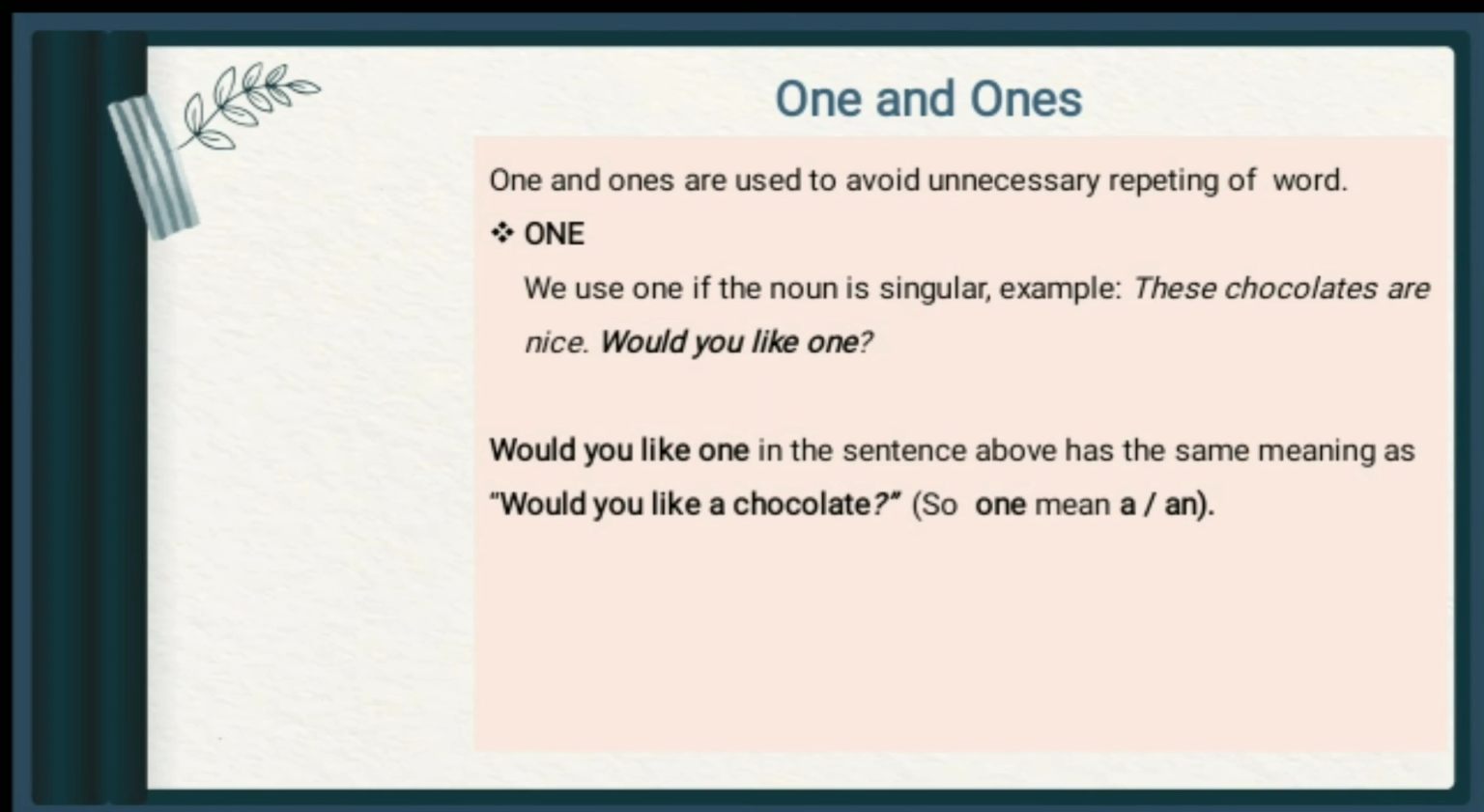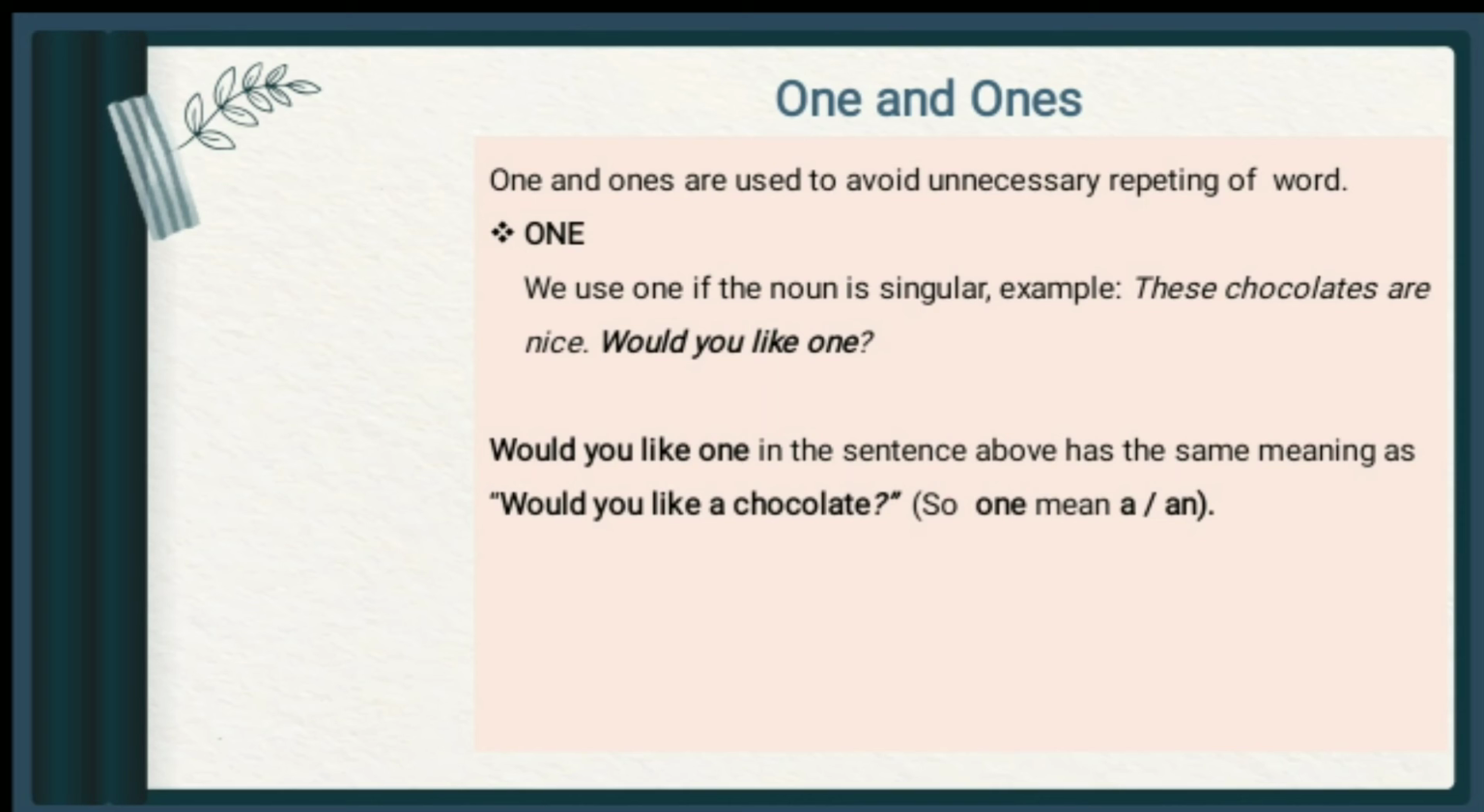Alright, I will continue with the next material. It's about one and ones. One and ones are used to avoid unnecessary repeating of words. Well, for the first one, I will explain about one. We use one if the noun is singular.